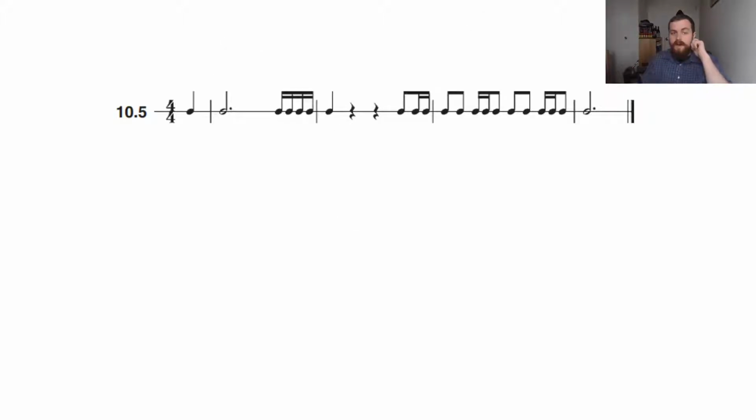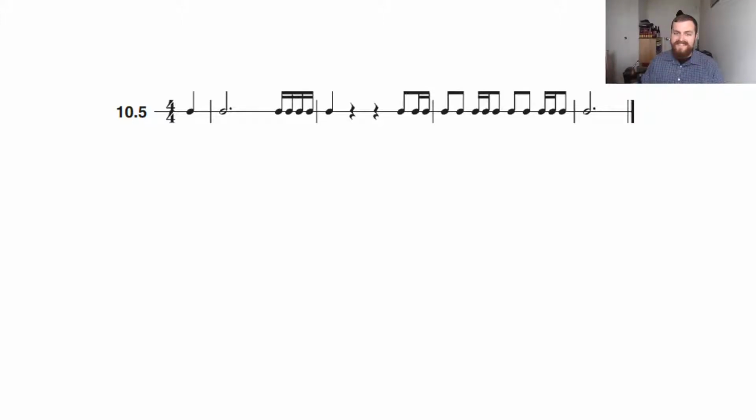So here we go. This is 10.5. This is from chapter 10 in your book, so you have this one already. Let's take a look at this. We don't start on beat 1. As you can see, we start on beat 4. Other than that, this is a pretty straightforward rhythm. Right off the bat, we have a dotted half note, which, as we know from before, is the duration of 3 quarter notes. It's like a half note, which is 2, plus 1, half its value.